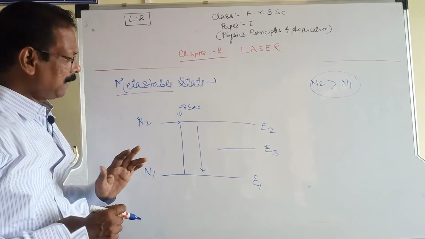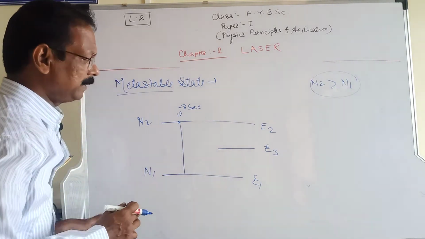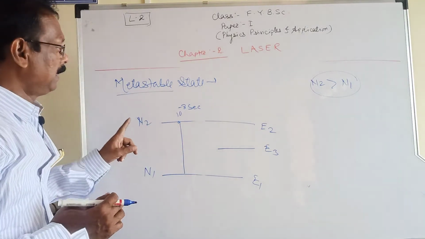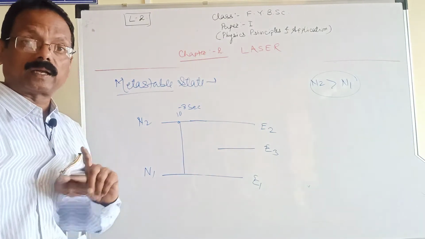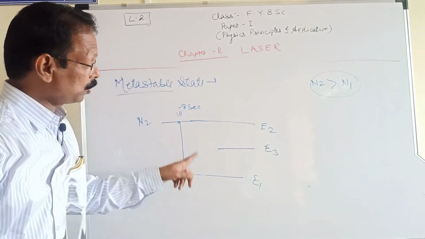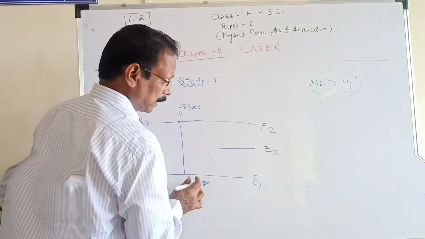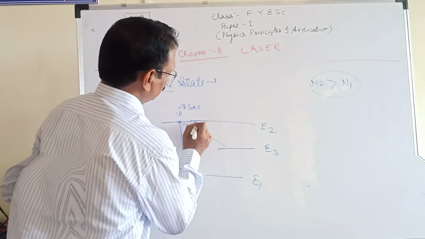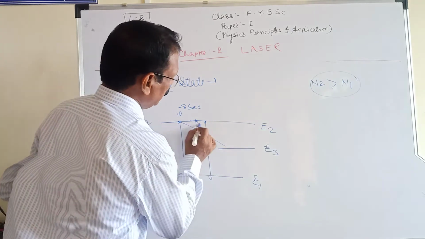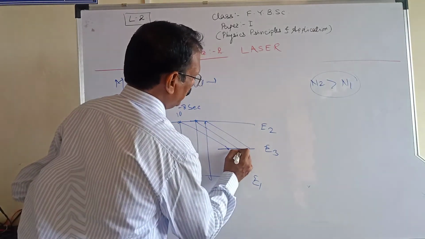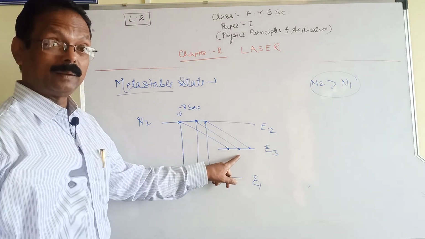Then what happens? We know that by supplying some energy from an external source, an atom in the ground state goes to the higher energy level. After 10 to the minus 8 seconds they return to the ground state on their own, but they are restricted from going to the ground state, and they are collected at the metastable state in between.